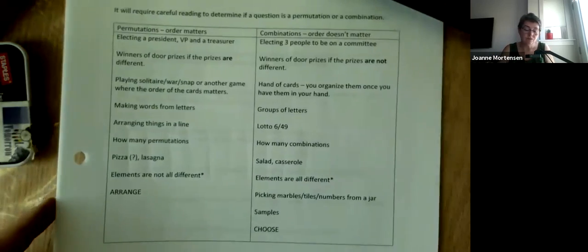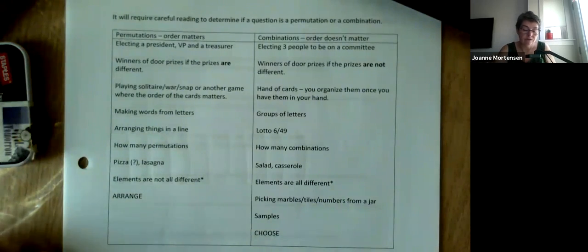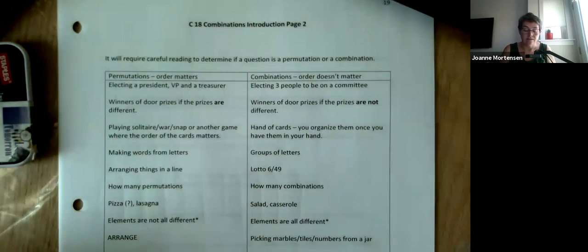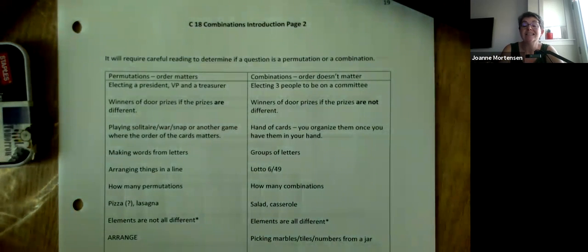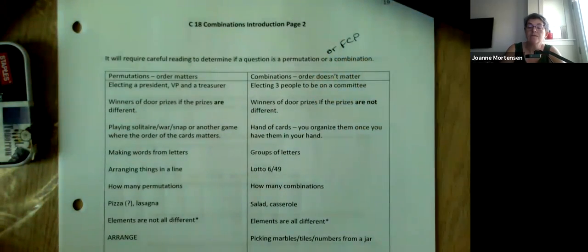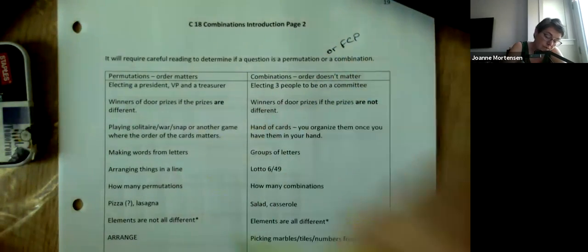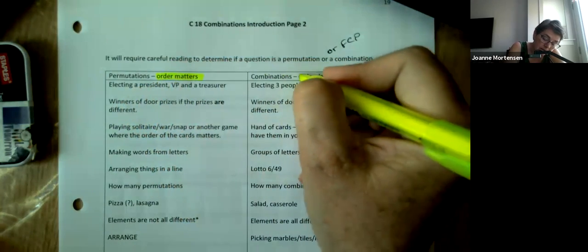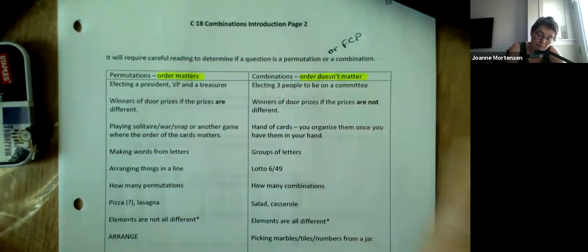Right, so page 2, here are the magic words and magic things to watch for. The biggest thing is just going to be careful reading to determine if a question is a permutation or a combination. I guess I should have added FCP. For the most part, students can usually recognize a fundamental counting principle question, but it's these 2. So for a permutation, take your little highlighter: order matters. Order doesn't matter for a combination.